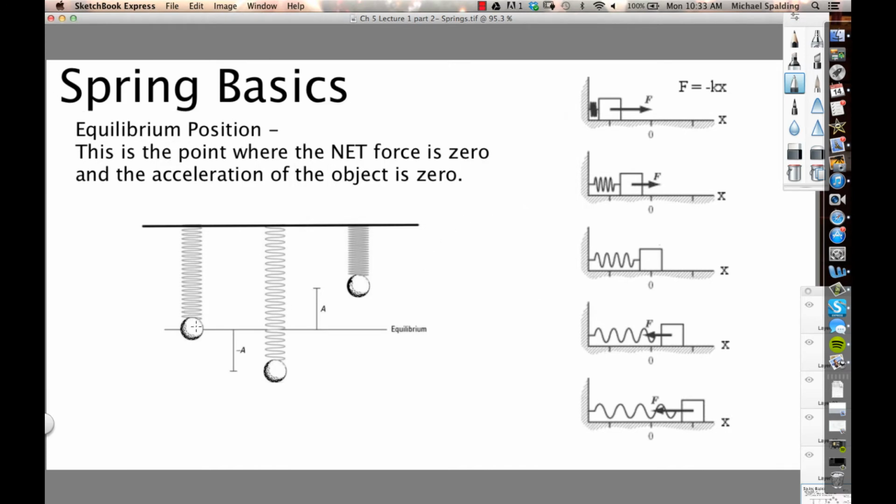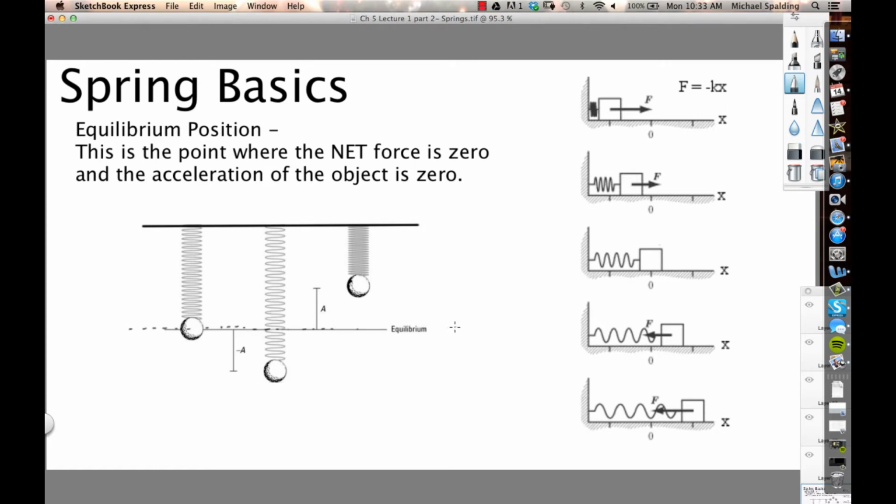Here's a situation. We have a mass that's been attached to a spring, and it's bouncing up and down. The equilibrium position is this line right in the middle. When the ball on the spring is right at that line, that is the equilibrium position. What do we mean by equilibrium position? We mean no net force, no acceleration.